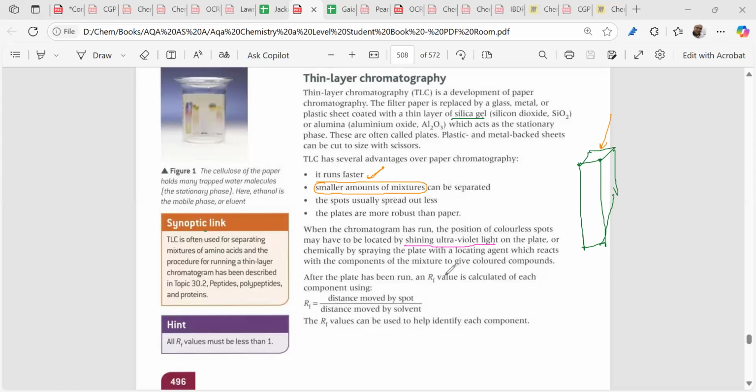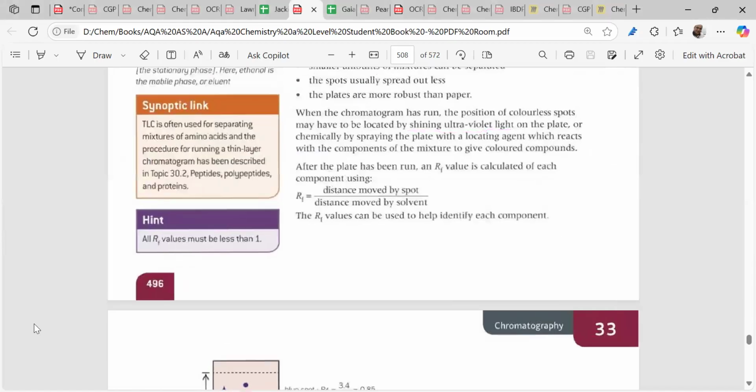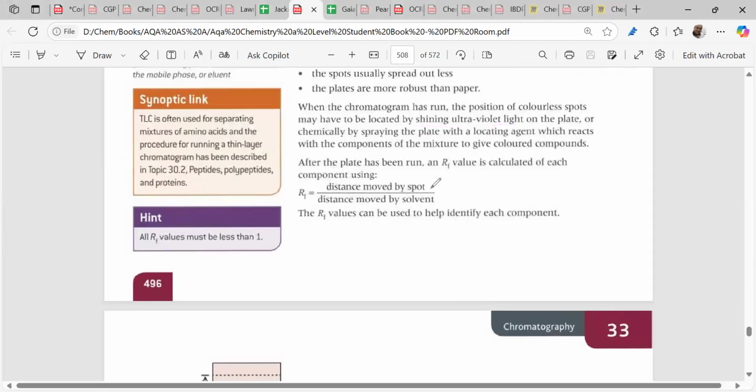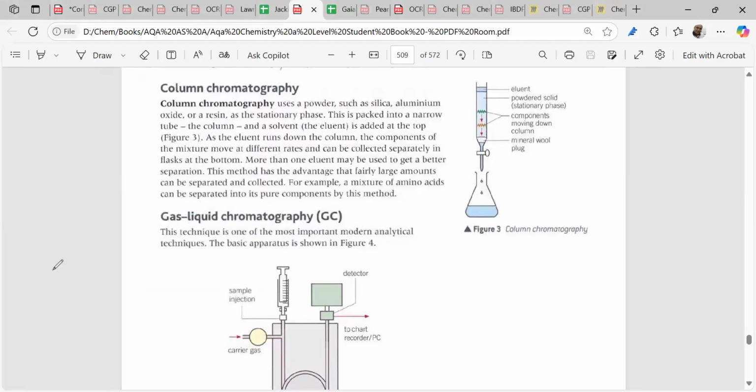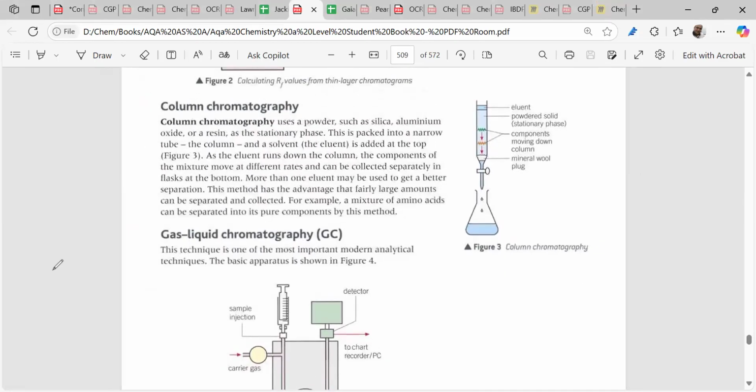Now RF value, we just did it. RF value is a ratio. In this ratio, we are seeing the distance moved by the spot divided by the distance moved by the solvent, right? Now moving on to the next part, the column chromatography. In this column chromatography, what exactly do we do?